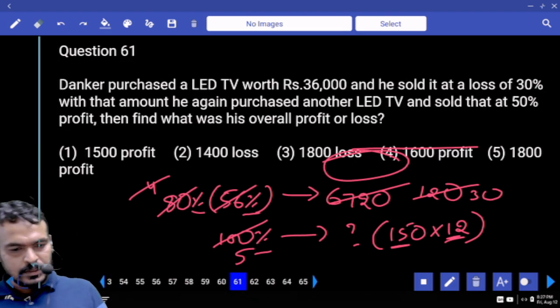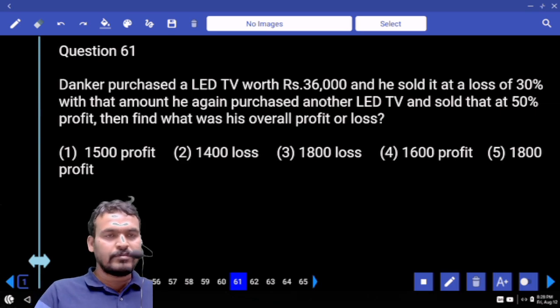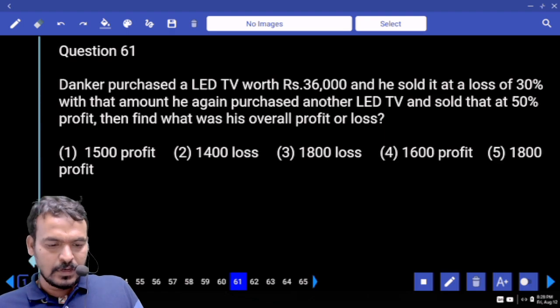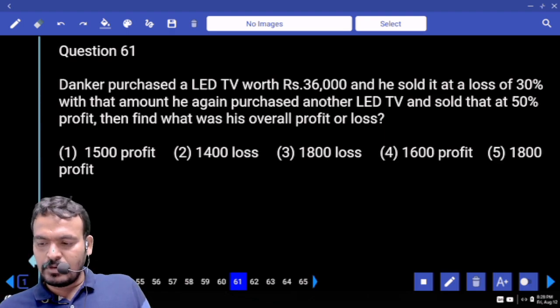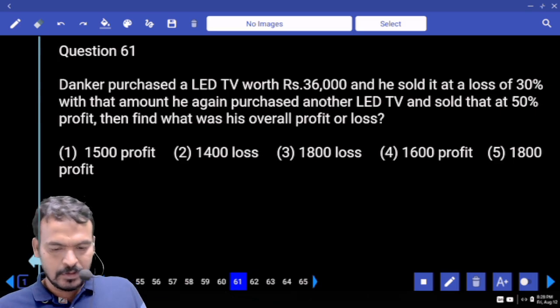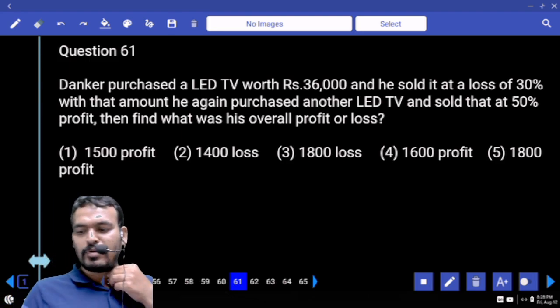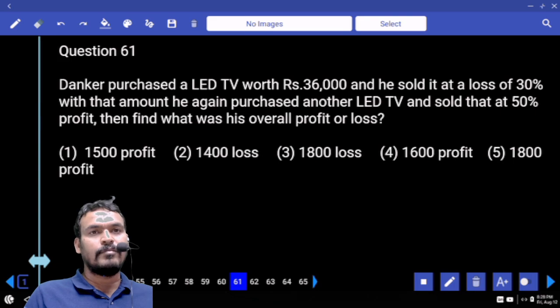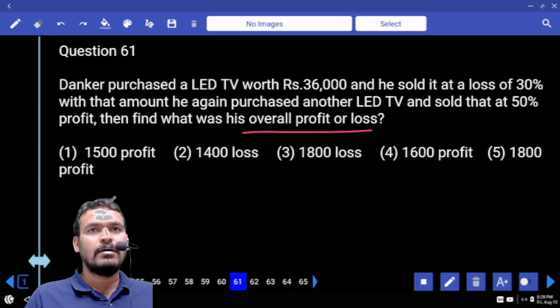Next, question number 61. Dhankar purchased a LED TV worth 36,000 and sold it at a loss of 30%. Then he purchased another LED TV and sold that at 50% profit. What is the overall profit or loss? Simply put, the first time is a 30% loss, the second time a 50% profit. But what we need is the overall profit or loss.